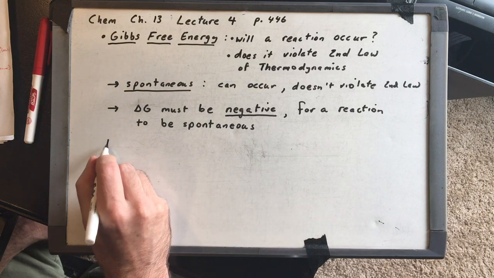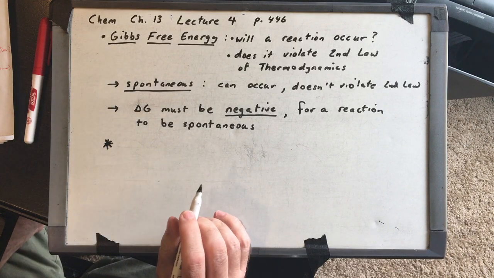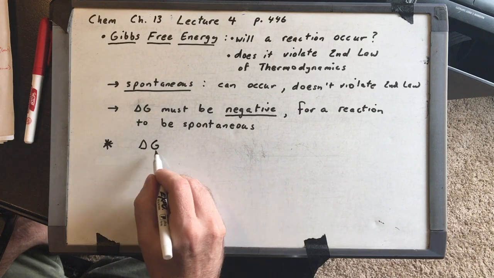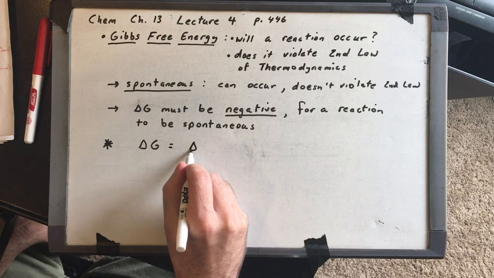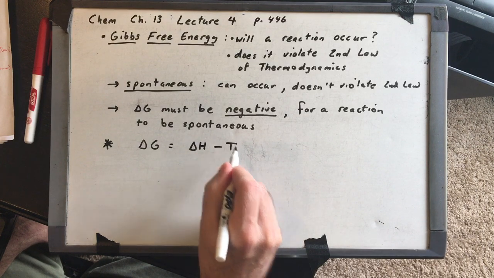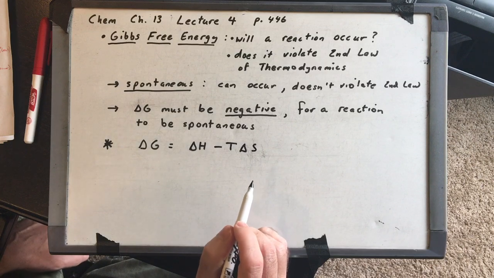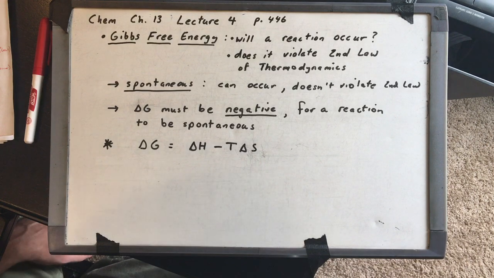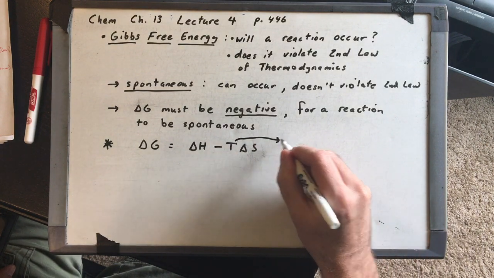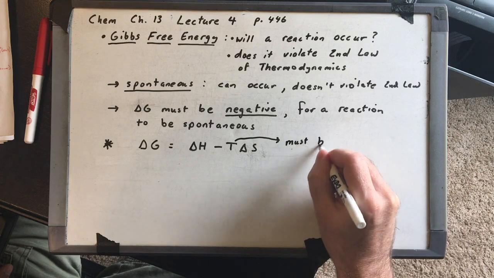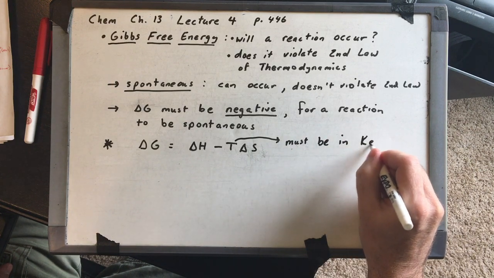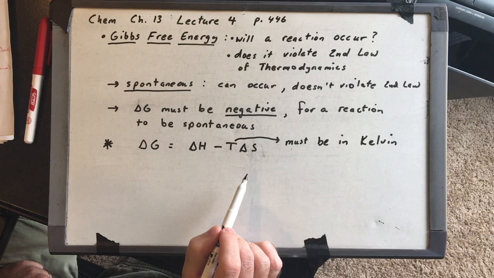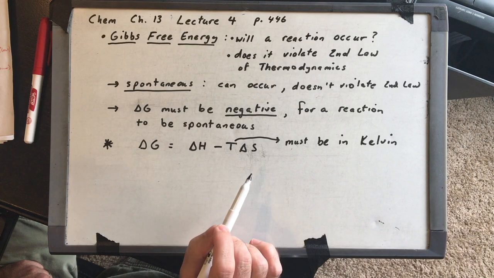Here is the equation that you need to memorize when we're working problems that ask for temperature range. Delta G, Gibbs free energy, is equal to delta H minus T delta S. Delta H is enthalpy, which we've worked with. Delta S is entropy. And the temperature must be in Kelvin. So when we work problems and we get a temperature range, the units will be in Kelvin.